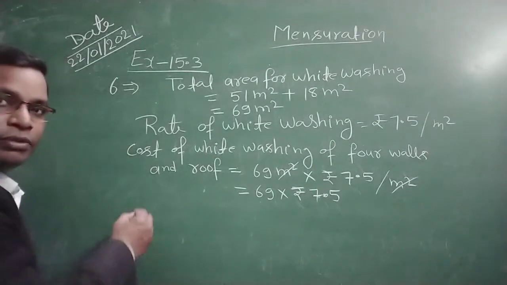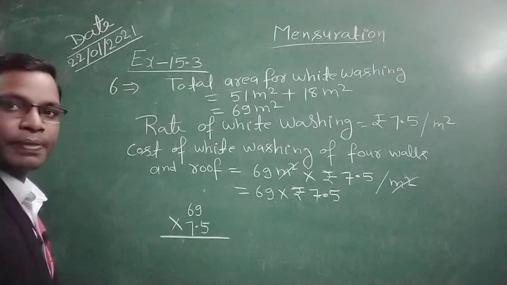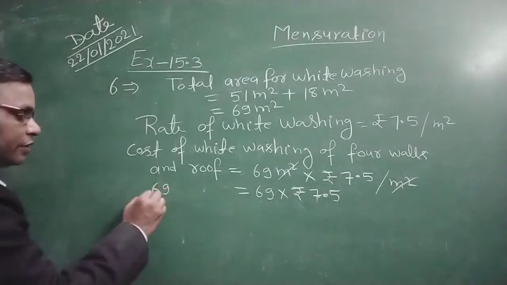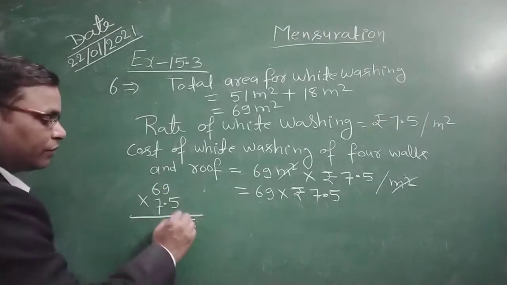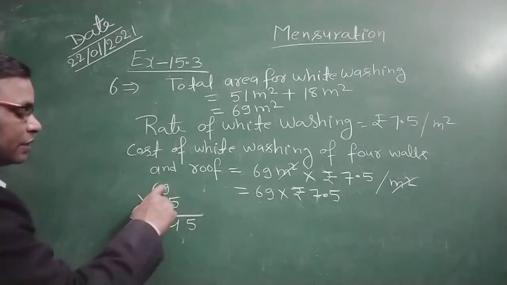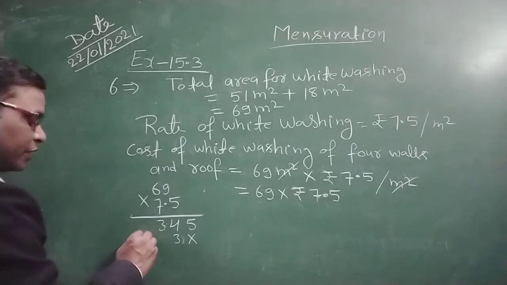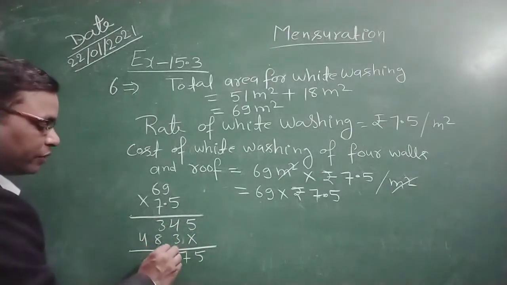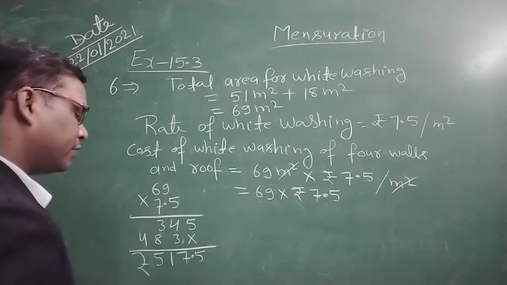So for this, we multiply 69 into 7.5. 5 nines are 45, carry 4, 5 sixes are 30, 30 plus 4 is 34. Now 7 nines are 63, 3 carry 6, 7 sixes are 42, 42 plus 6 is 48. Now if you add them, you get 517.5.